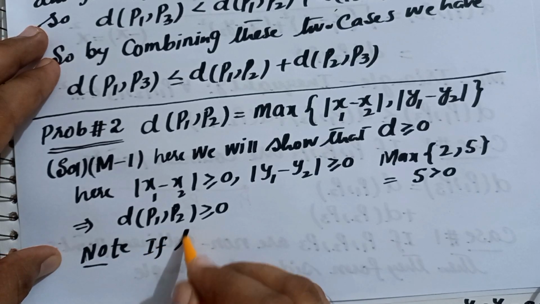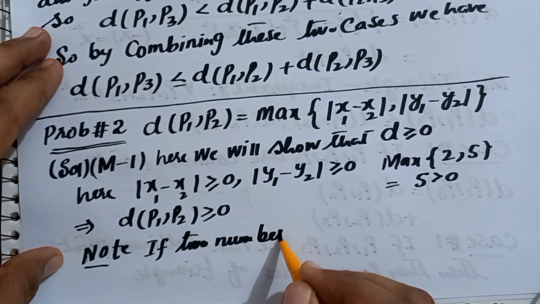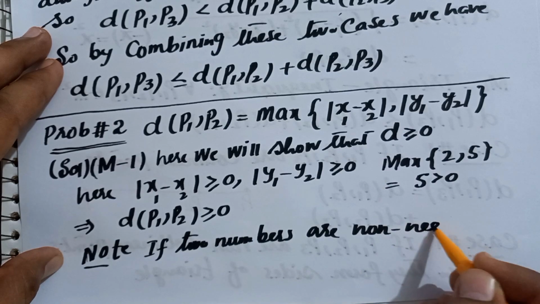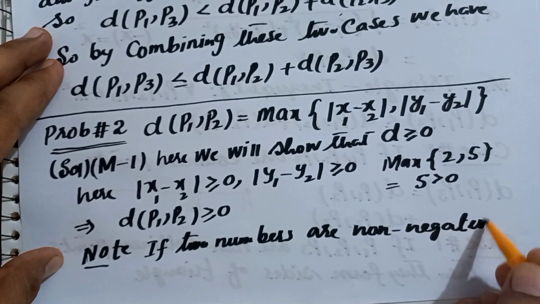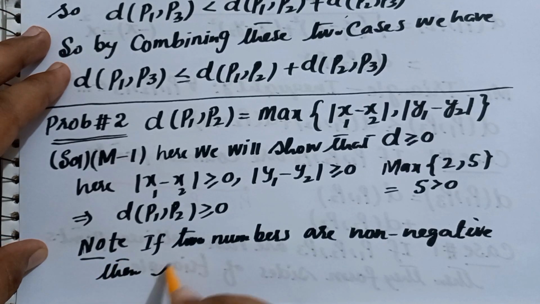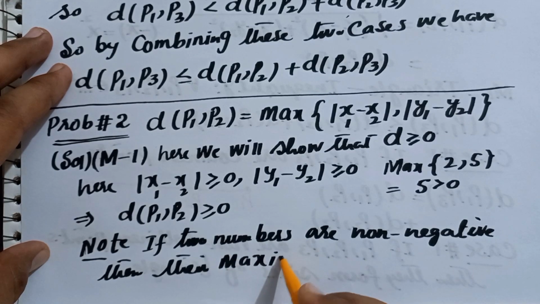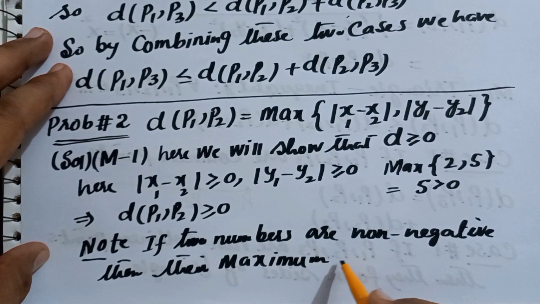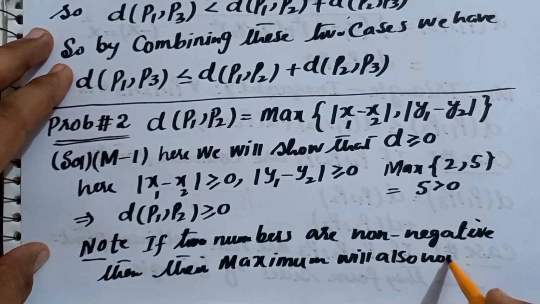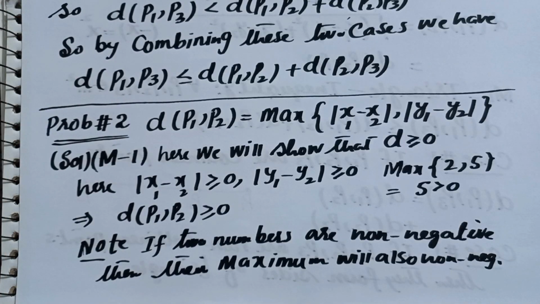If two numbers are non-negative, then their maximum will also be non-negative. So the first axiom of a metric holds.